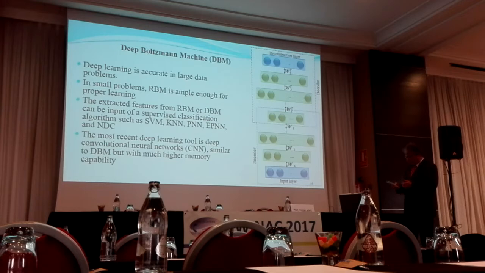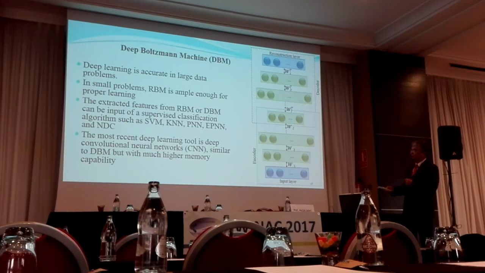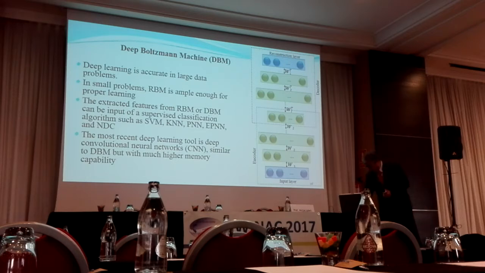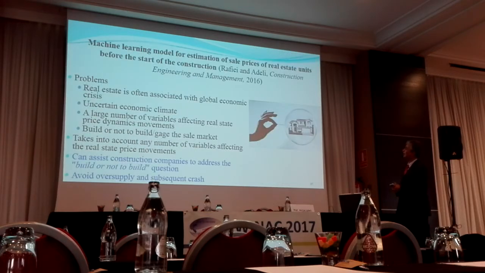So to summarize here, this deep learning approach is accurate in large data problems. For a smaller problem, that RBM is ample enough for proper training. And the most recent deep learning tool is the deep convolutional neural network, similar to BM, but with much higher memory capability. So we use this to solve a complex problem. And this complex problem is estimating sale prices of real estate units.